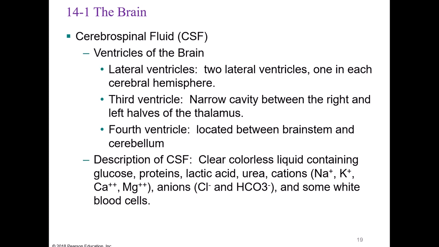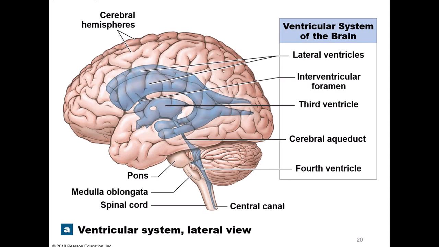So let's take a look at these new structures, the ventricles of the brain. We have two cerebral hemispheres, one on the left and one on the right. Each hemisphere contains a lateral ventricle. Here's a picture. This brain is actually looking to your left. All of this would be the left cerebral hemisphere, and on the other side, the right cerebral hemisphere. This large C shape right here would be the left lateral ventricle, and on the other side, the right lateral ventricle.